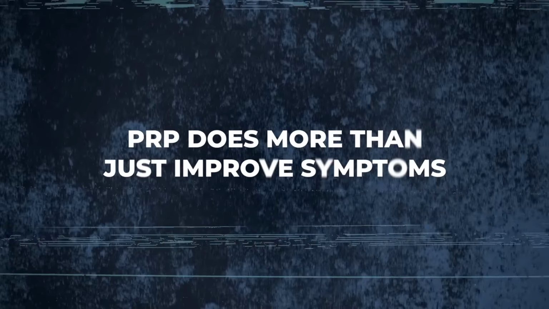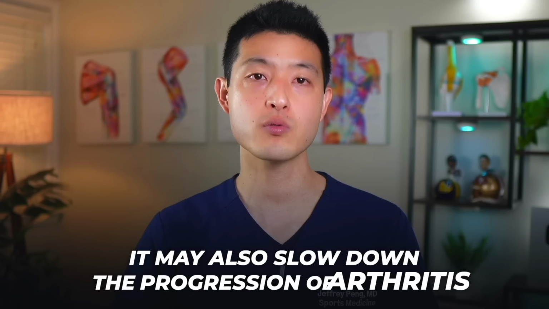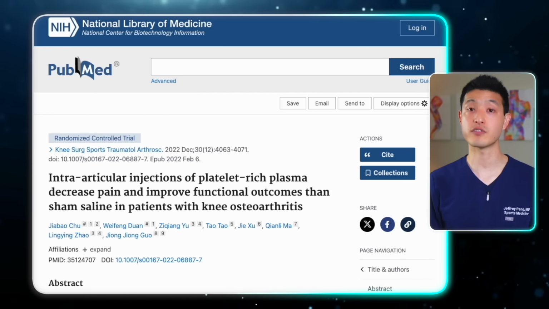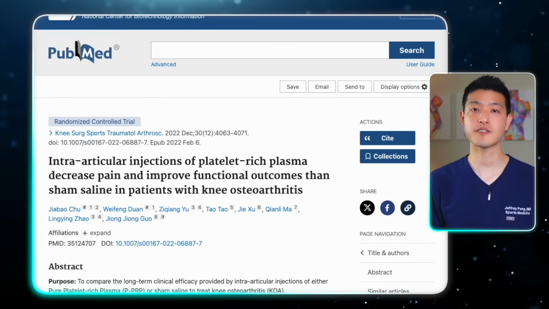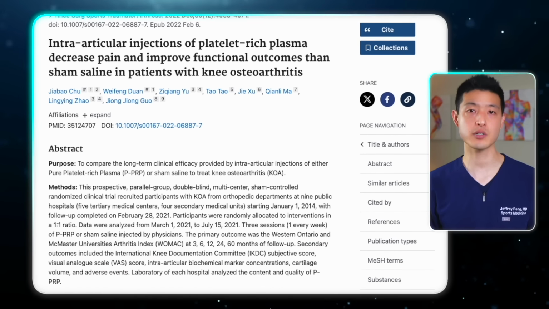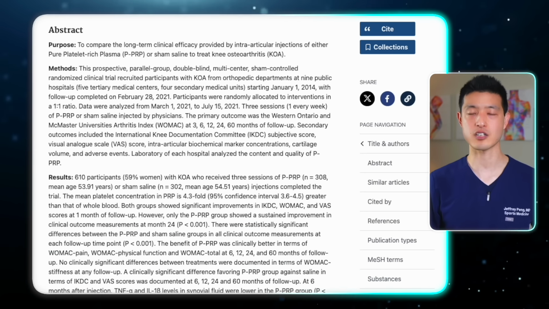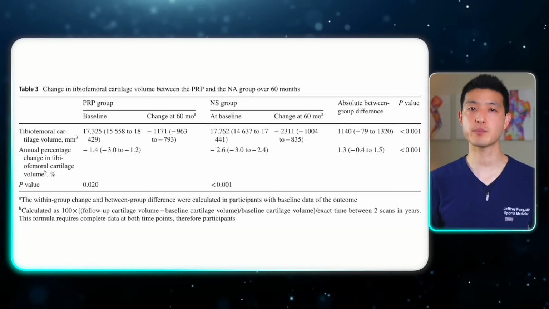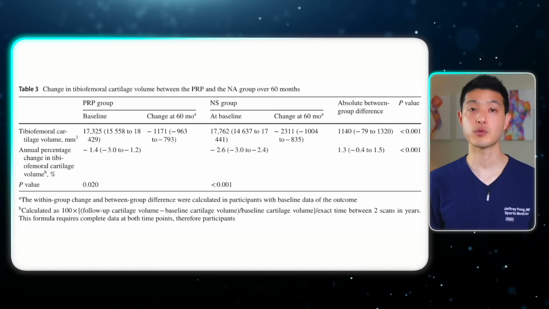But it gets even better, because PRP does more than just improve symptoms. One of the most compelling reasons to pursue PRP is that it may also slow down the progression of arthritis. This was demonstrated in a randomized controlled trial involving 610 patients, which compared the effects of PRP injections to saline placebo injections in treating symptomatic knee osteoarthritis. The study performed MRI scans at baseline and then again at 5 years post-treatment. And the results showed that PRP injections led to an almost 50% reduction in the progression of arthritis when compared to saline placebo. So how is this even possible?